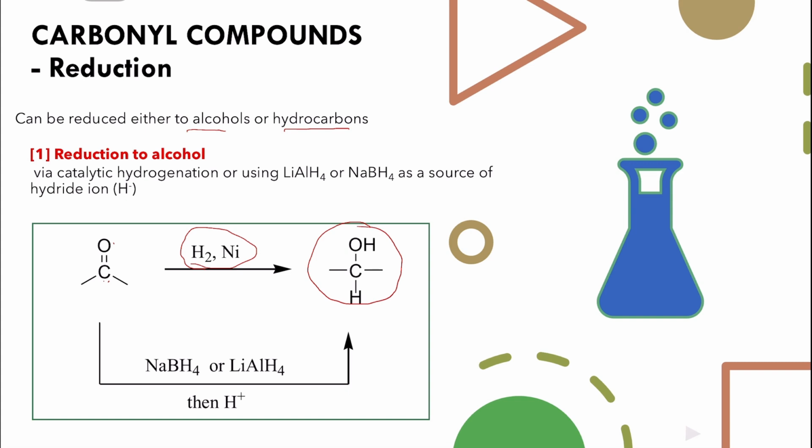If you start off with aldehydes, you will end up with a primary alcohol. And if you start off with a ketone, you will end up with a secondary alcohol.